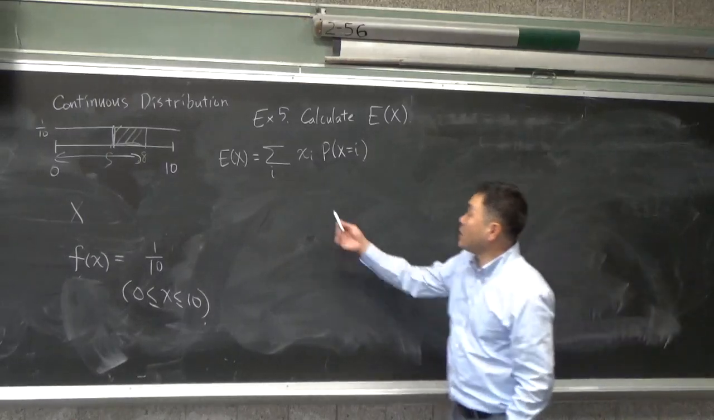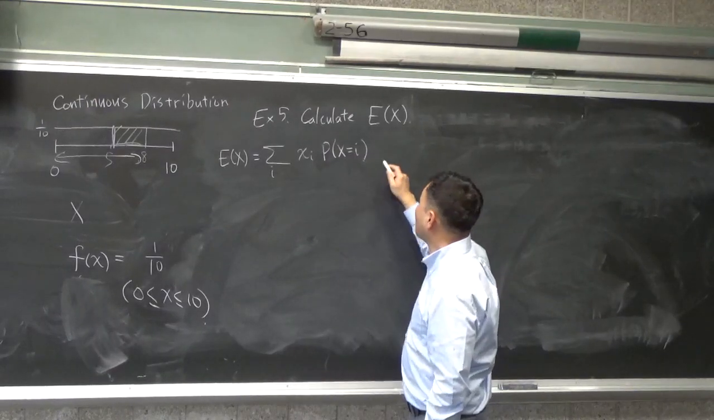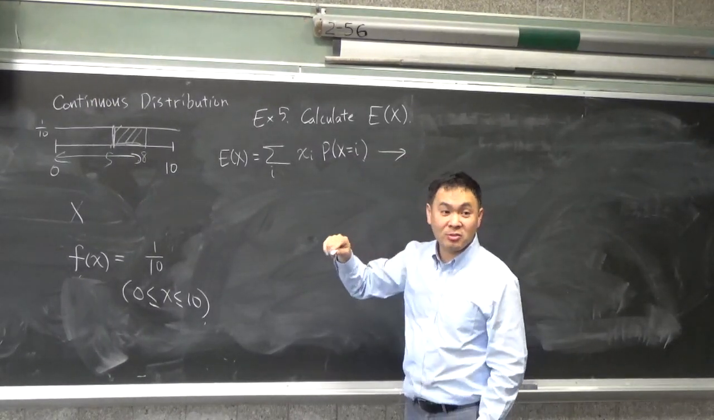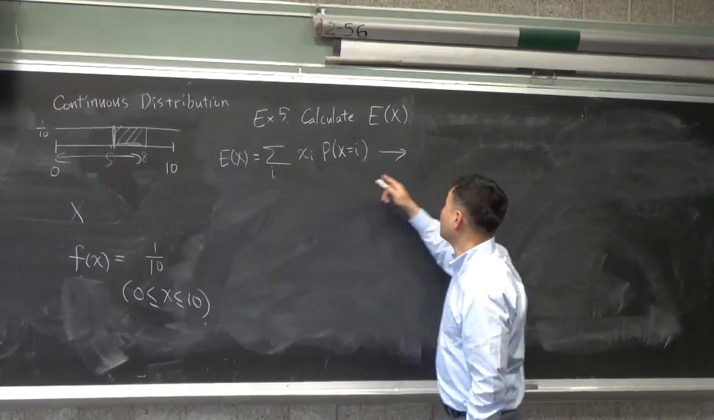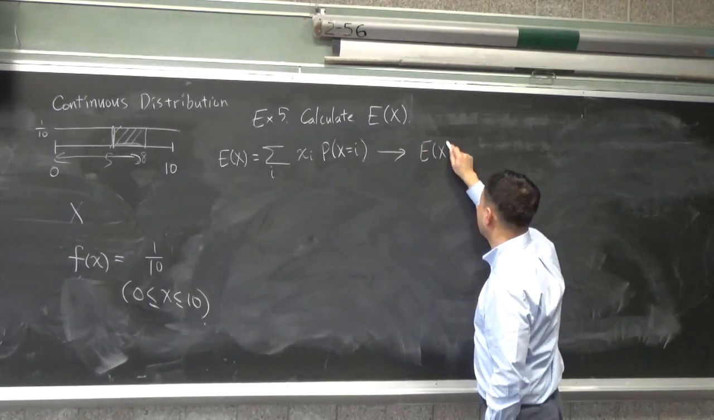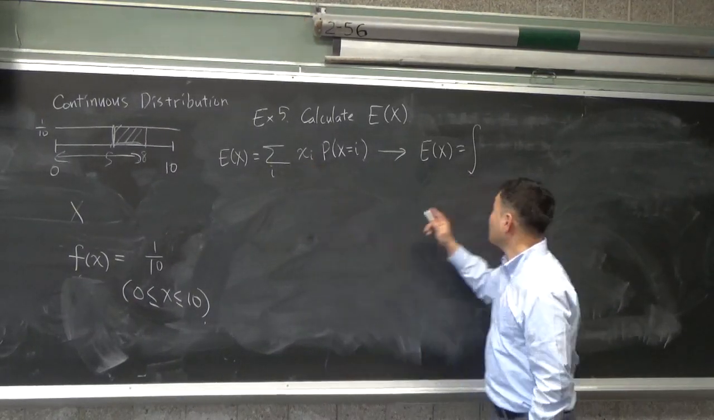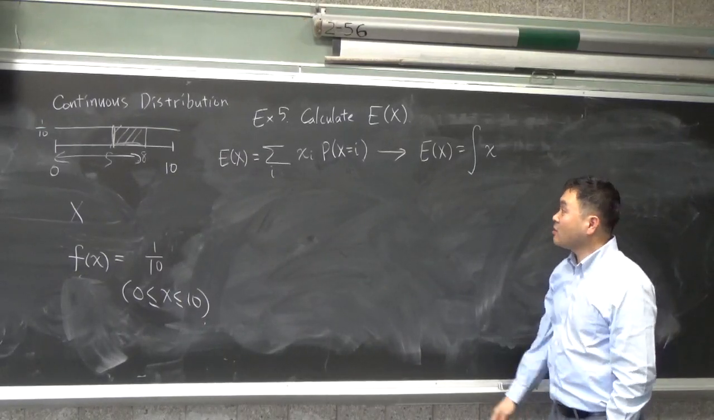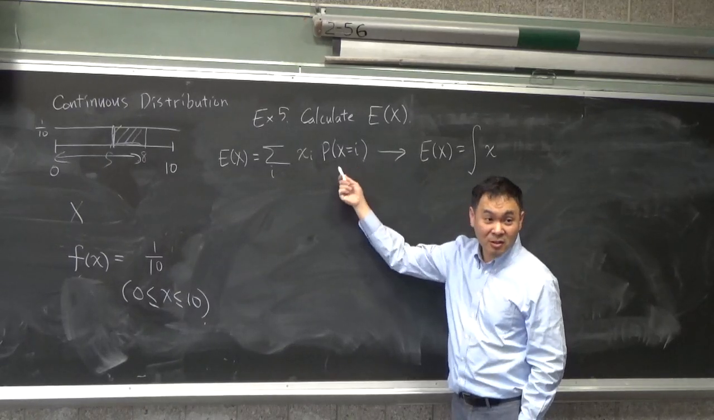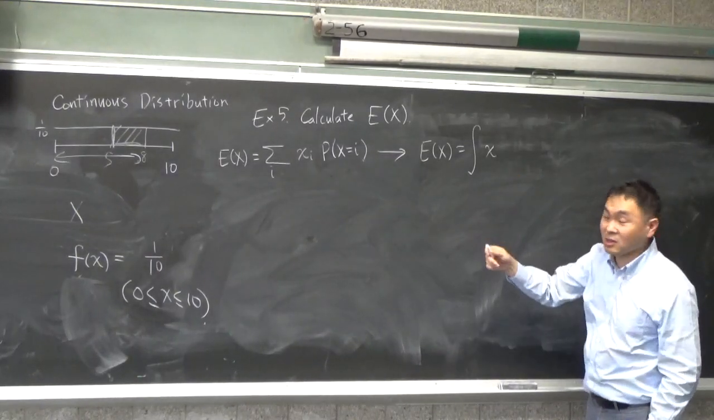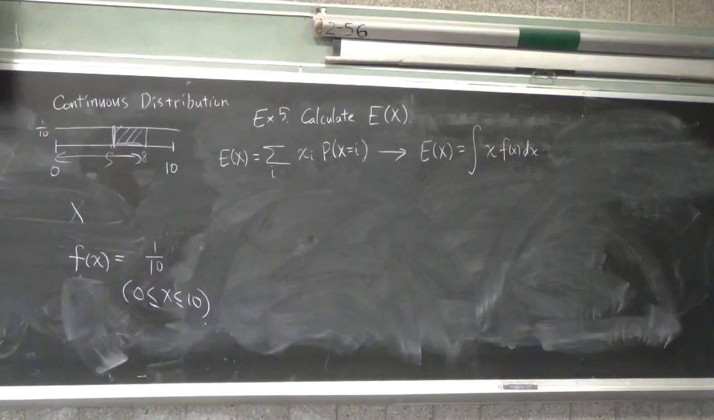But this is for discrete, when your values are going over some integers or some discrete values. What if you're doing continuous? Instead of sigma, what do you use? Integral. You'll be using an integral. And instead of the values of xi, you would just use x. And the probability, this is the PDF function for the discrete case, right? So we use the PDF for the continuous case. So this is how you calculate the expectation value in general.